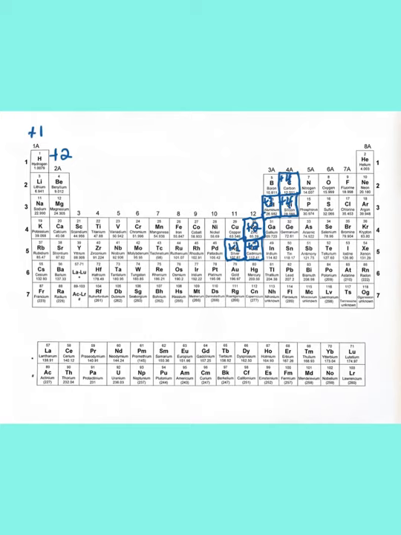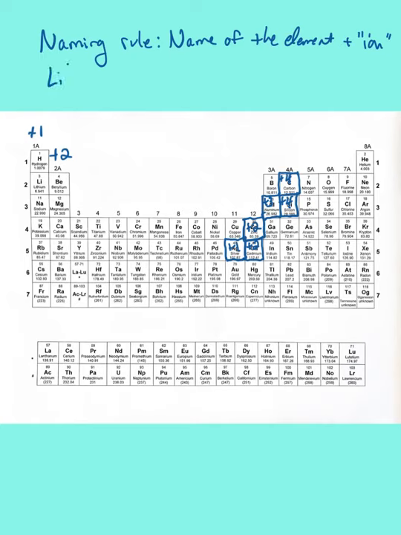So the naming rule is the name of the element plus ion. Yeah, that's really difficult. Okay, so if I gave you Li plus 1, you're going to write lithium ion.